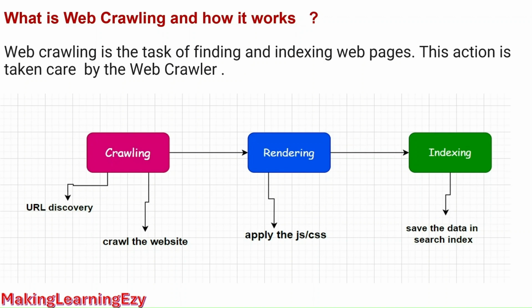So this is how web crawling works. First, the crawler crawls the website and downloads the page, then it performs the rendering, then it performs the indexing. So these are the 3 steps performed in web crawling.